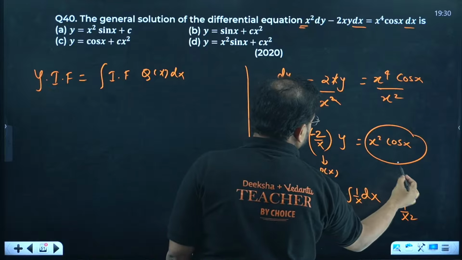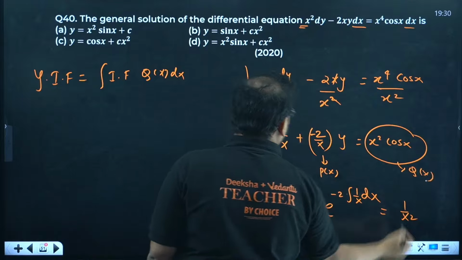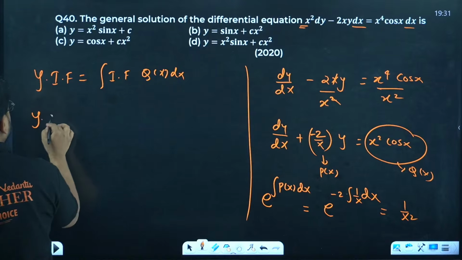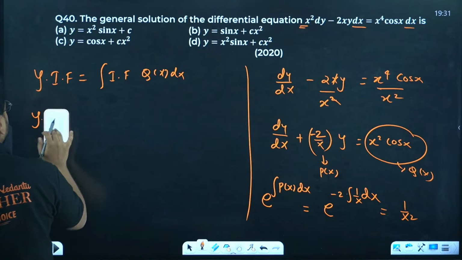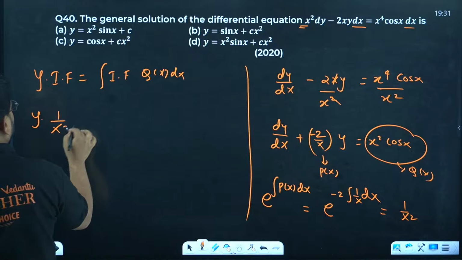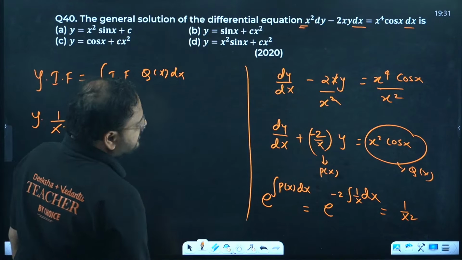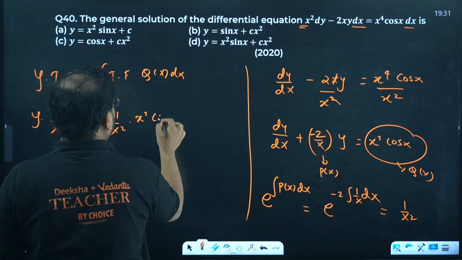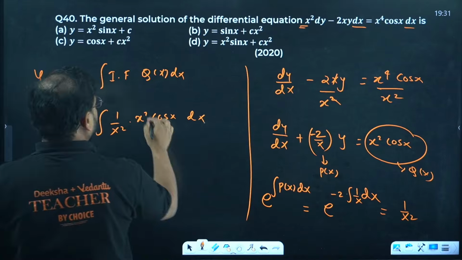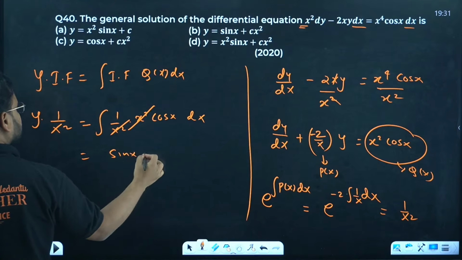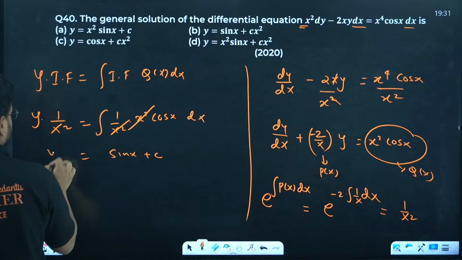What is Q of x dx? Q of x, so y value is as it is. This is coming as 1 by x square, and the Q of x value is x square cos x dx. So this and this cancel. Cos x integration is what? Sin x plus c.